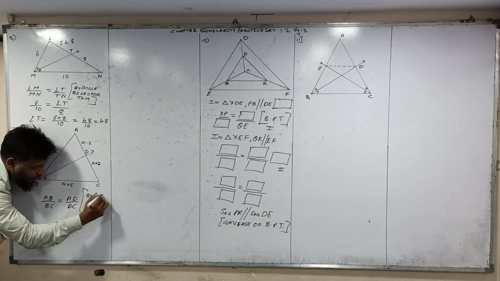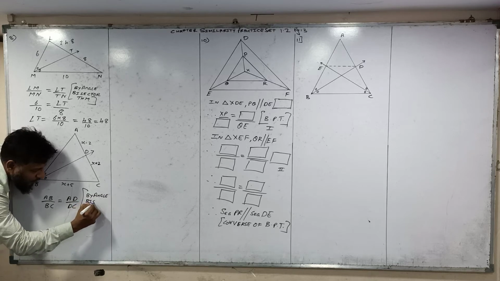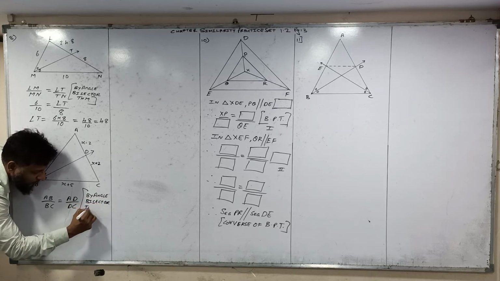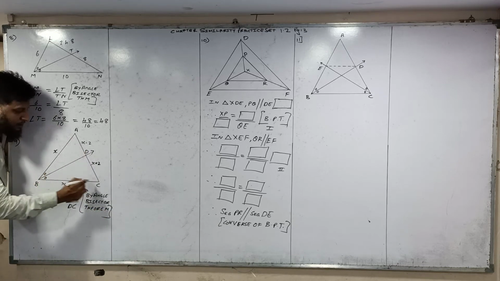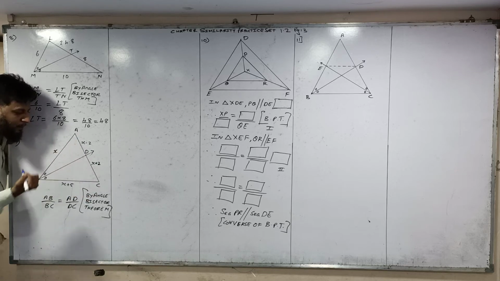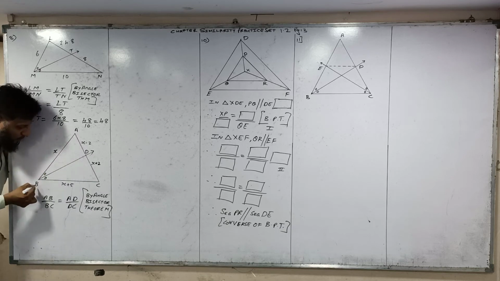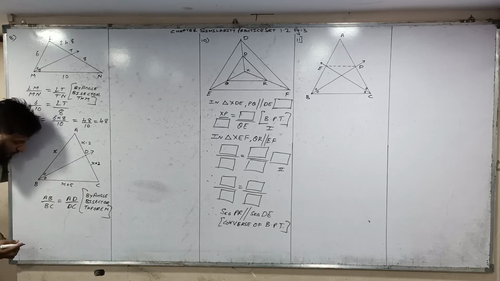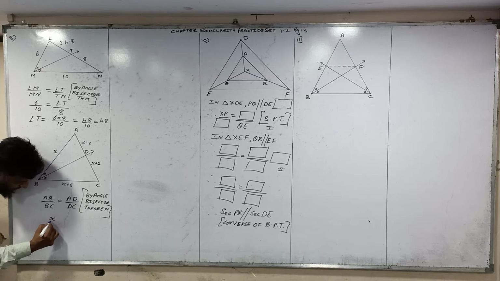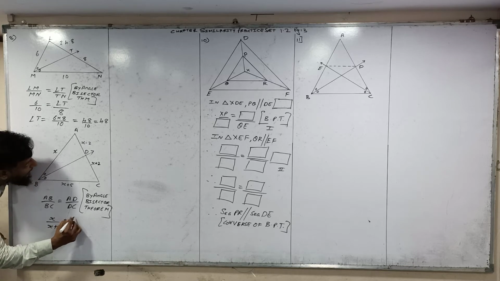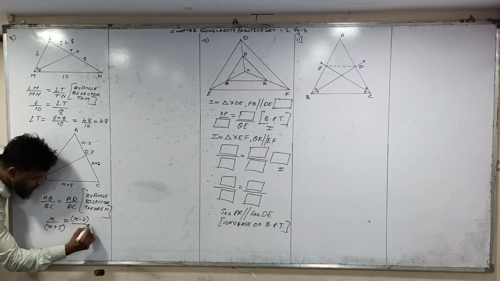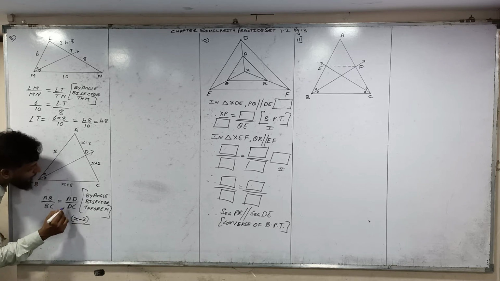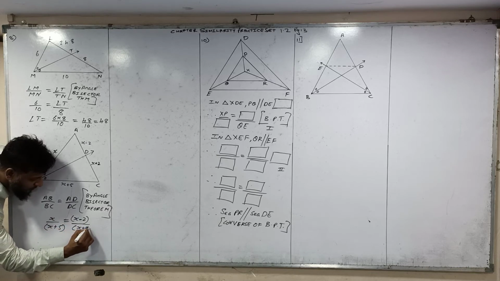By angle bisector theorem, this is a bisector of angle ABC. Therefore, AB upon BC is equal to AD upon DC. This bisected side proportion is equal to these two sides' proportion. AB is equal to X and BC is equal to X plus 5, equal to AD, which is X minus 2. If you want, put it in brackets also, X minus 2. And DC is equal to X plus 2.